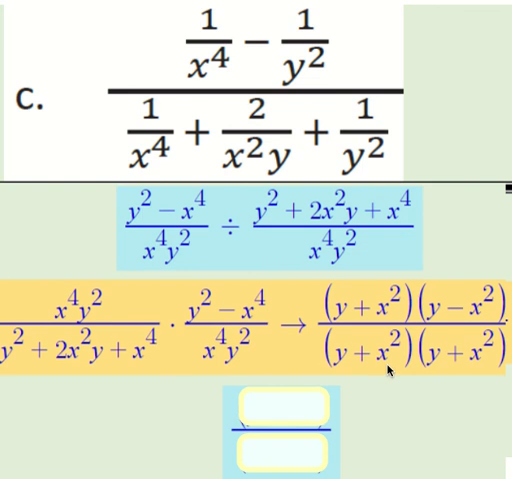Now we go back to that idea again. If there's the same thing above each other, like y plus x squared, they cancel. And when we simplify it, we've just got y minus x squared over y plus x squared. And that's how we finish question 5.